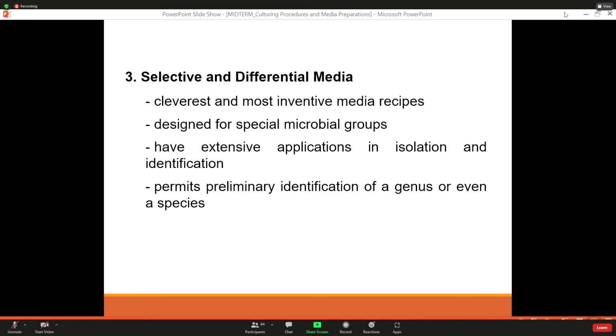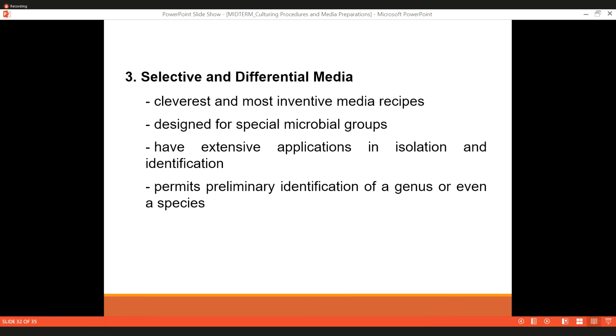Then, next is selective and differential media. Overview information of selective and differential media. This is considered to be the cleverest and most inventive media because of its purpose, no? Designed for special microbial groups. So what I said earlier, that it is the cleverest and most inventive media because of its purpose, we are going to know later why. Okay?